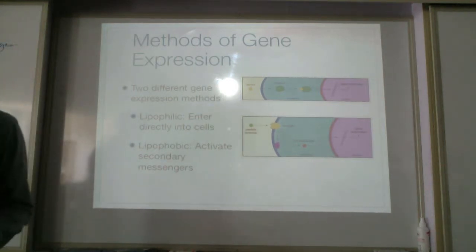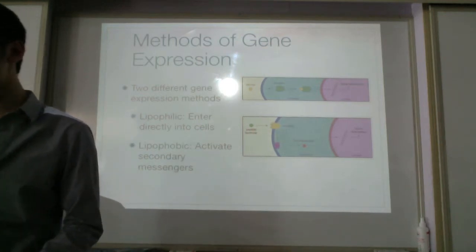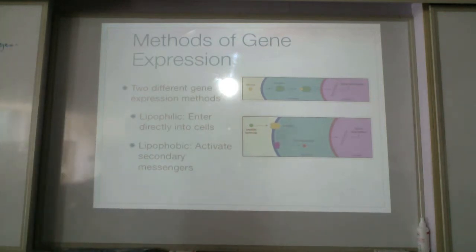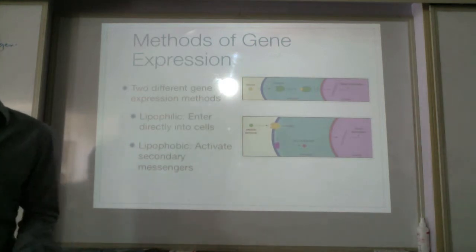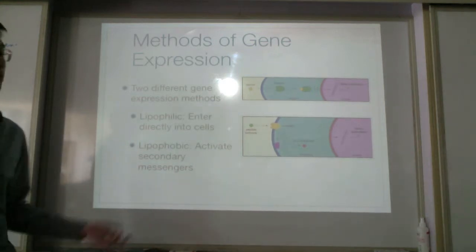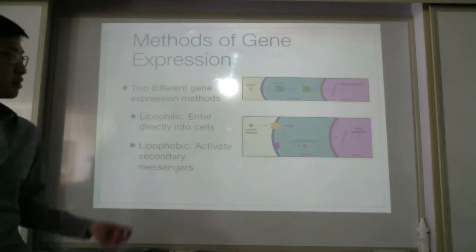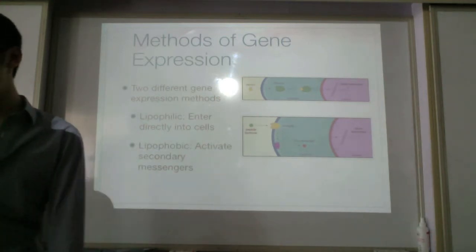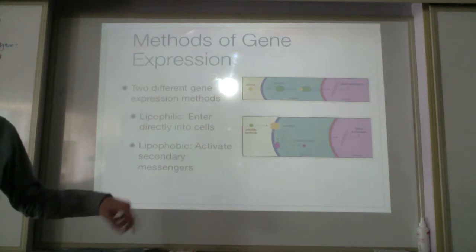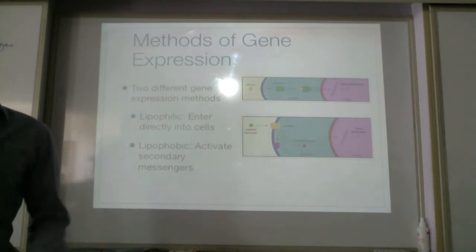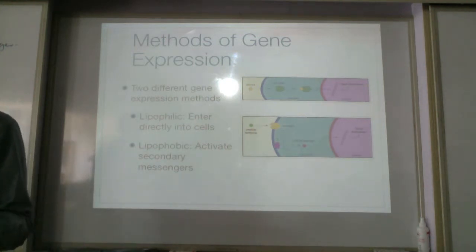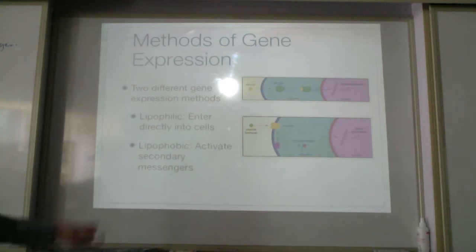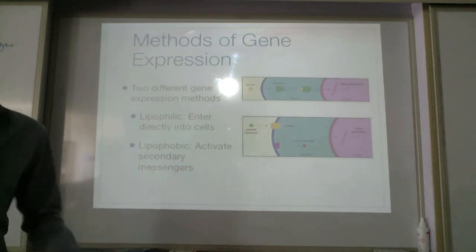Since hormones are either lipophilic or lipophobic, these are the two main methods. Lipophilic hormones, like mainly steroids, enter directly into cells since they're small enough to cross the membrane. Therefore, when they cross into the cytoplasm, they bind with a receptor to form a receptor-hormone complex that stimulates gene activation and gene expression in the nucleus.